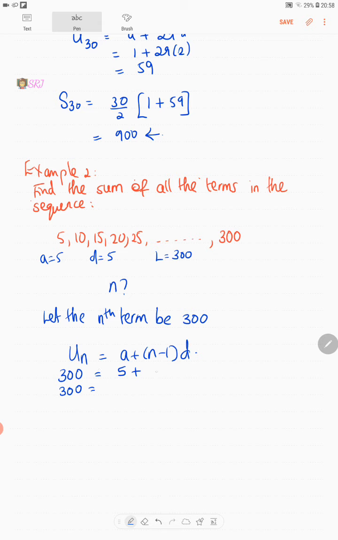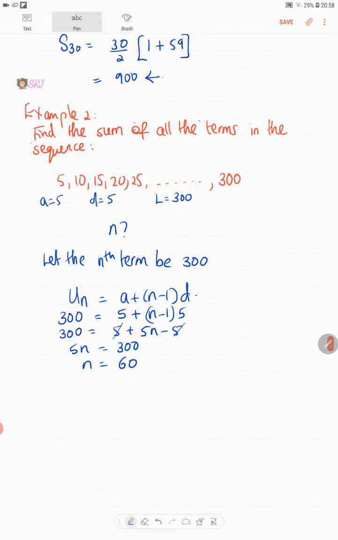So Un is equal to 5 plus (n minus 1) times 5. n is unknown, we have to find n. So we have 5n minus 5, then 5n is equal to 300, so n is equal to 60. So this is the 60th term. Therefore, we know that we have 60 terms from 5 to 300.